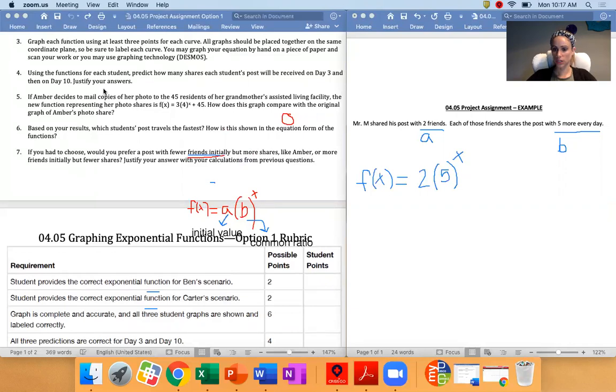When I look at my equation, I need to determine whether my x value represents the number of days or my f of x, so my y, is the number of days. When we read our equation, we are finding that he shares 5 more each day. 5 more each day. So that means x represents our number of days. Therefore, if I want to find how many shares there will be after a number of days, my f of x has to be the number of shares.